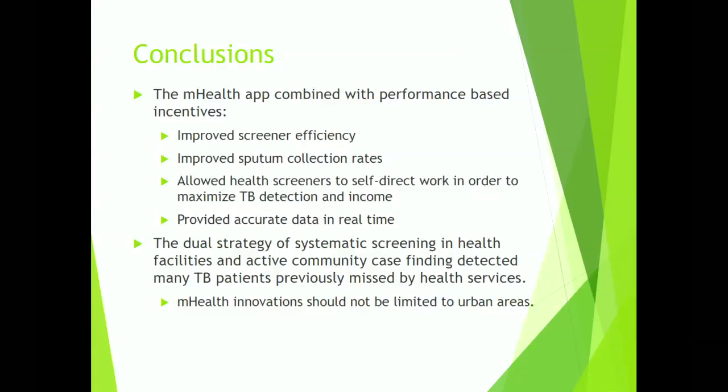Okay, so in conclusion, I think we've shown that an mHealth app combined with performance-based incentives can improve health screener efficiency and sputum collection rates. Sometimes when you show the screeners how they can earn money through the incentives, it really does allow them to self-direct their work and maximize TB detection. And I think this was the real thing that we learned, having the data in real time, knowing exactly what's going on at a site that's a 3-hour drive away can be very useful, not only for our program, but also for the Department of Health, because sometimes there were long delays in providing that information to the government.